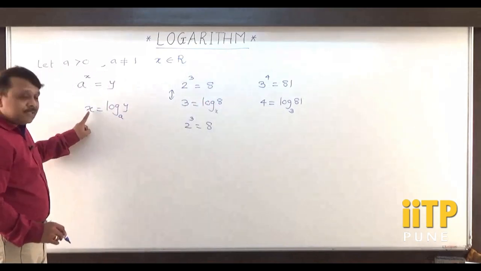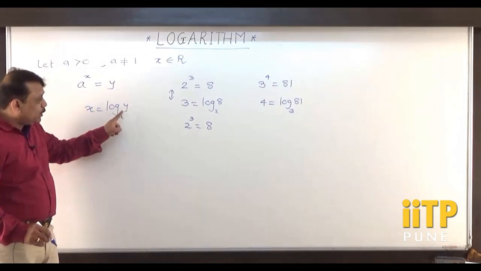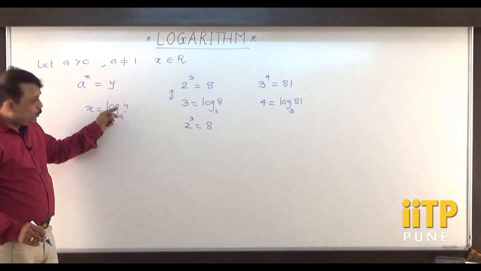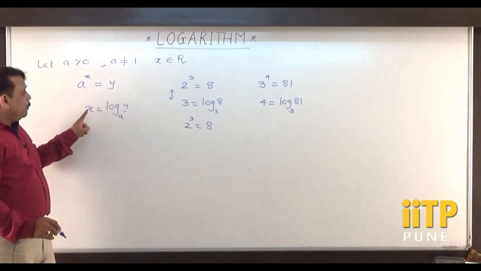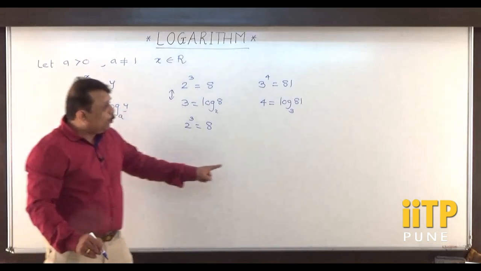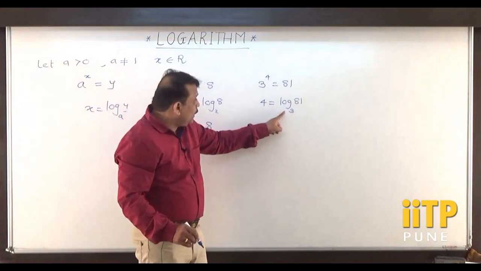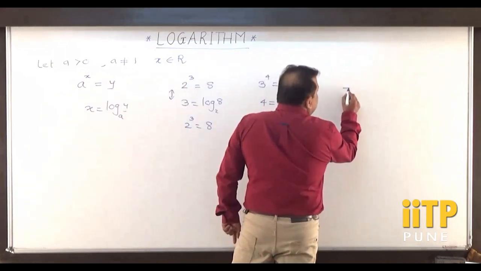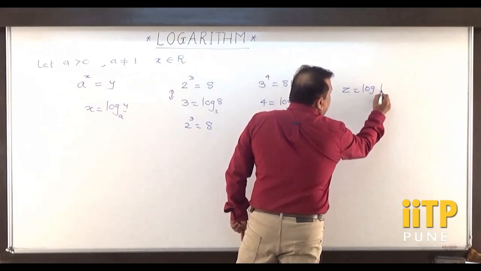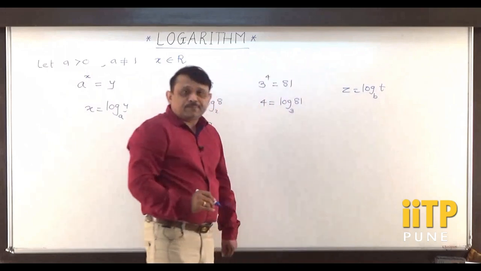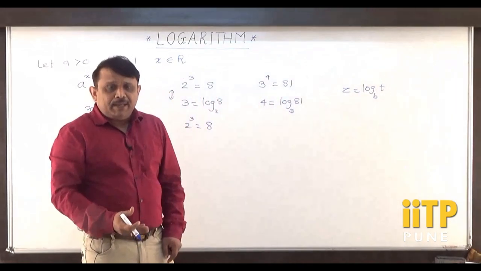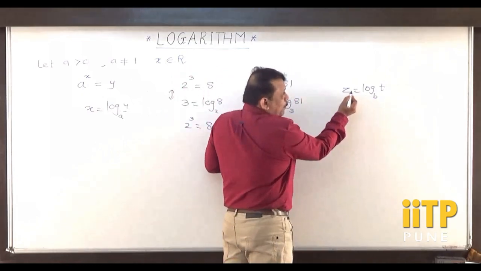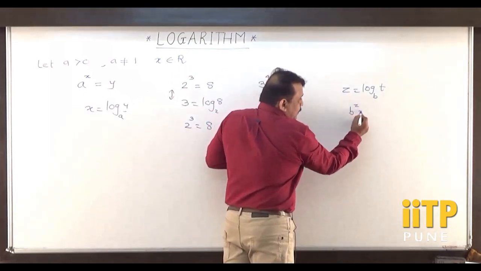Here again you can see the same thing. x is log y to the base a. So I can write y equal to, remove log, a to the power x is y. Similarly over here, 81 equals 3 raised to 4. So suppose I write z is equal to log t to the base b, then can we write this in exponential form? The answer is yes. b to the power z is equal to t.